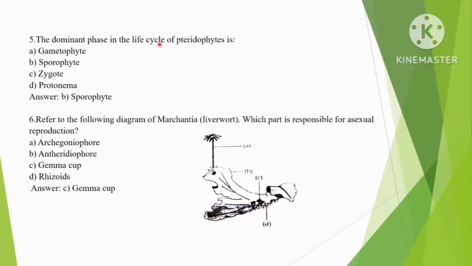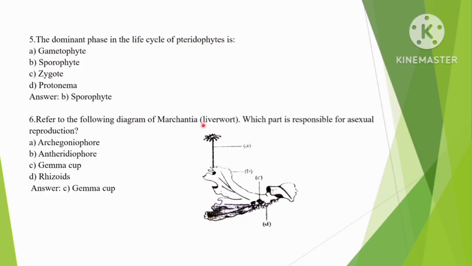The dominant phase in the life cycle of pteridophytes is option B, sporophyte. In pteridophytes, for example ferns, the diploid sporophyte is the independent dominant phase, unlike bryophytes where the gametophyte dominates. It produces spores by meiosis. So meiotic division occurs.